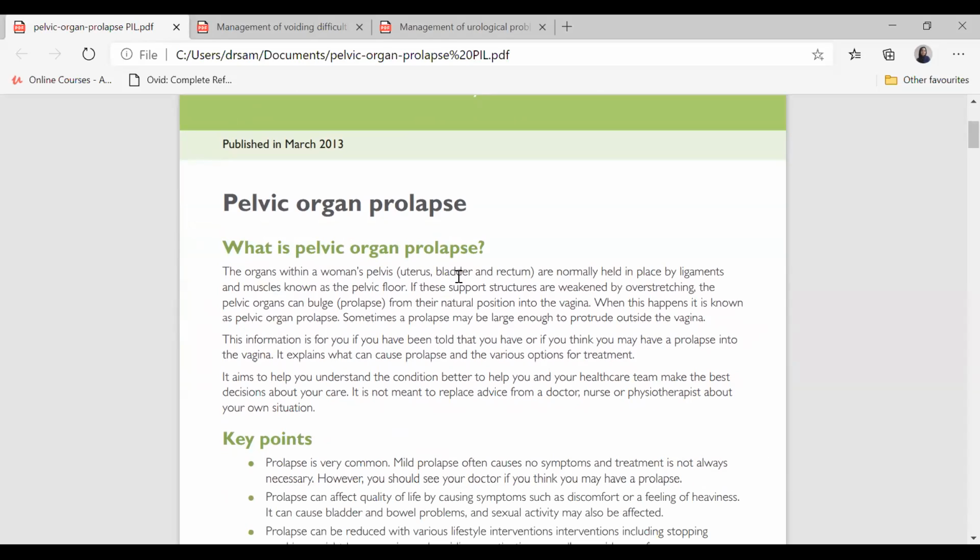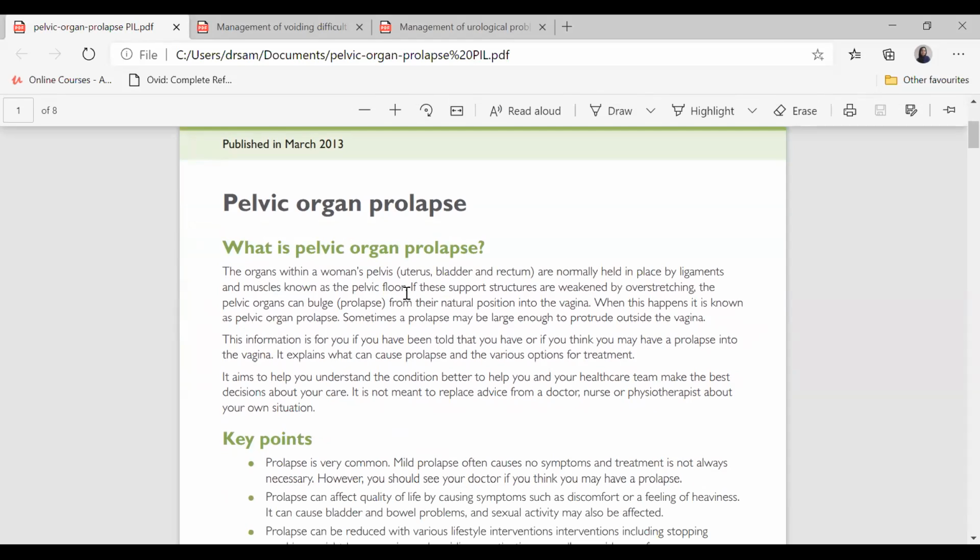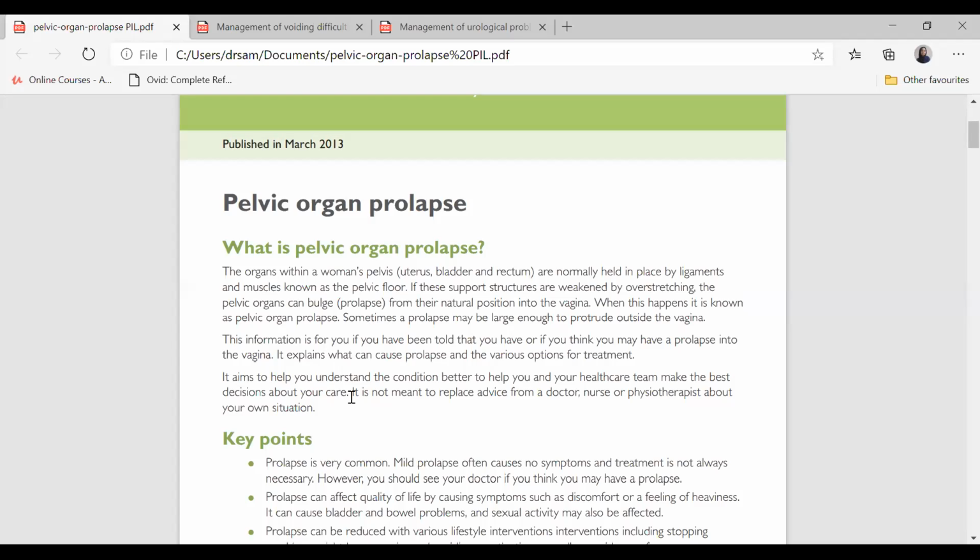The organs within the pelvis are normally held in place by ligaments and muscles known as the pelvic floor. If these support structures are weakened by overstretching, the organs can bulge or prolapse from their position. When this happens, it's called prolapse. Sometimes a prolapse may be large enough to protrude outside the vagina. So you actually summarized it in one sentence and you said it very well.